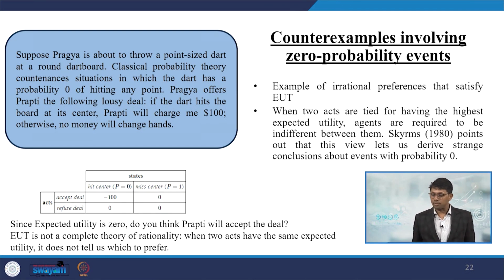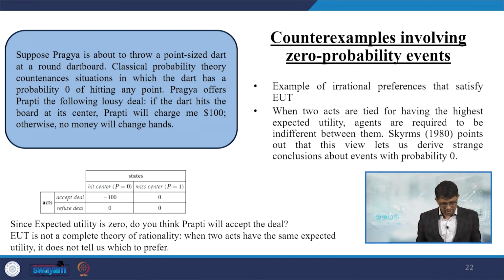So, we will explain an example of irrational preference that satisfies EUT. Suppose Pragya is about to throw a point-sized dart at a round dartboard. Classical probability theory says the dart has a probability of 0 of hitting any point. Pragya offers Prapti the following lousy deal. If the dart hits the board at its center, Prapti will get $100, otherwise no money. You can see this from the matrix.